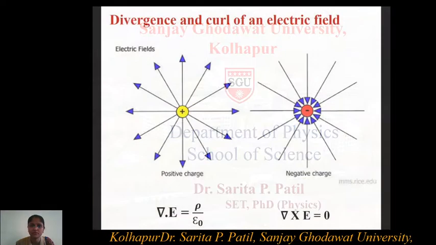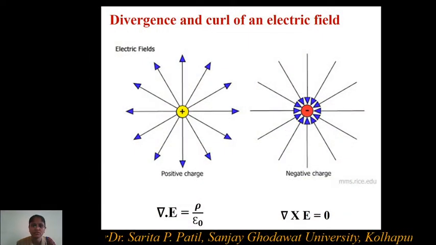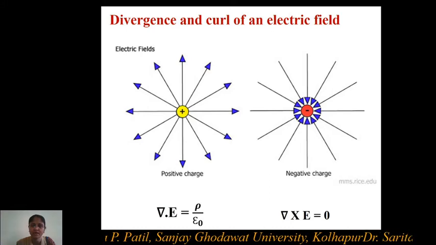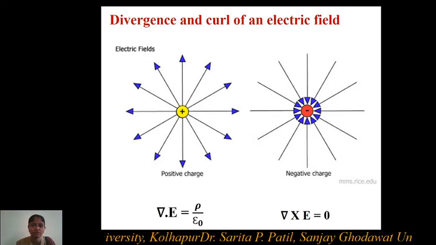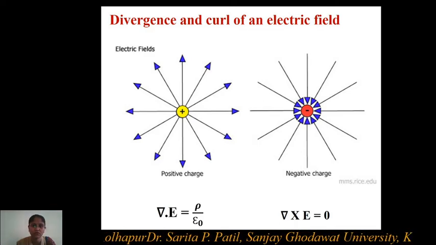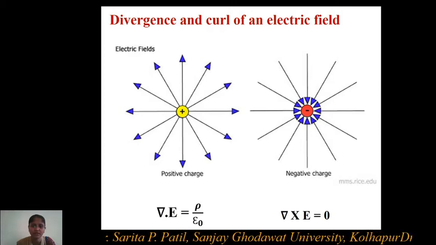Today let us see the divergence and curl of electric and magnetic field. Students, today here we are going to see what is the meaning of divergence and what is the meaning of curl in the perspective of electric and magnetic field.